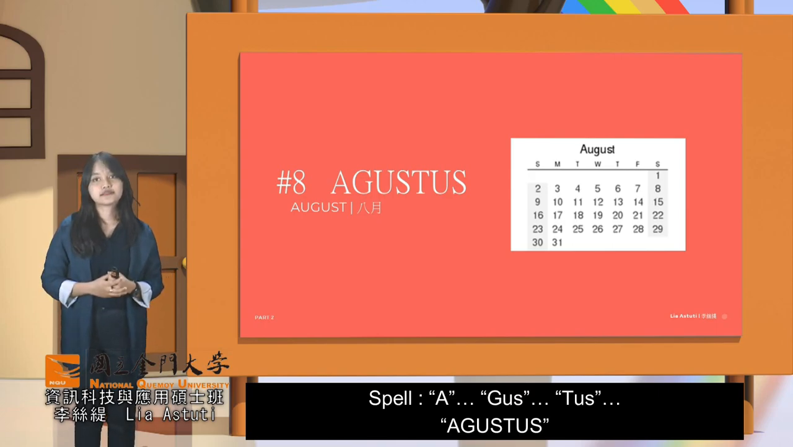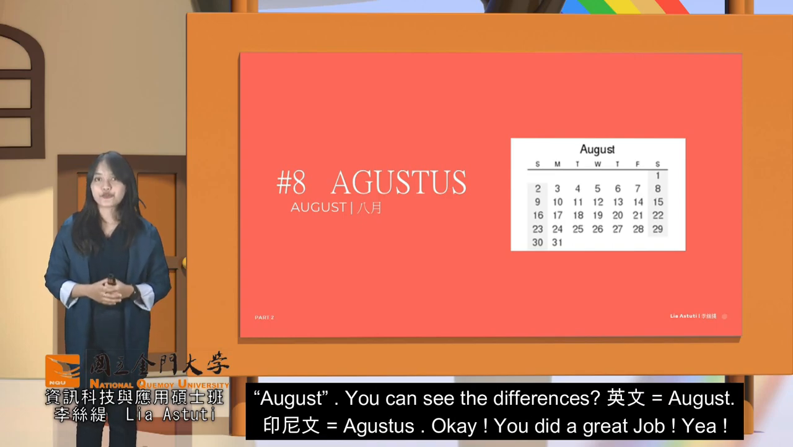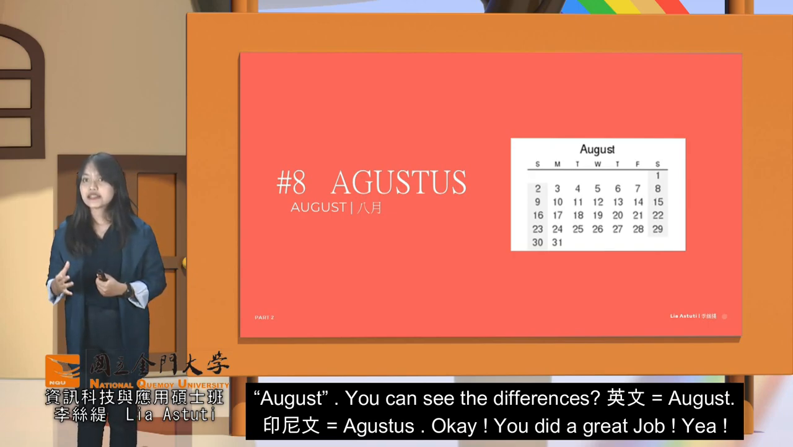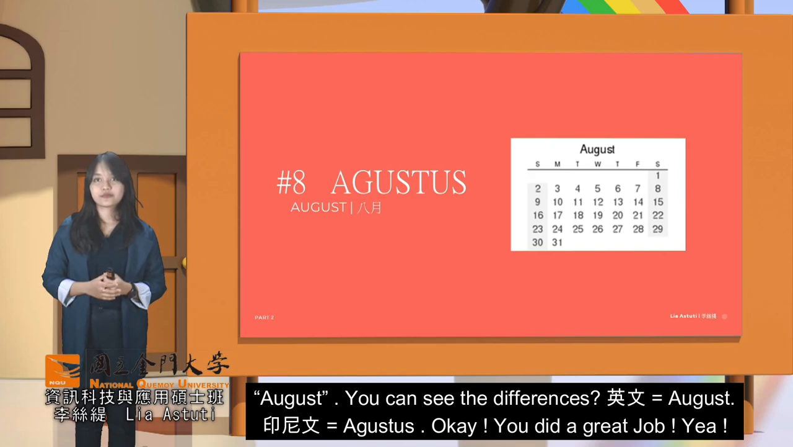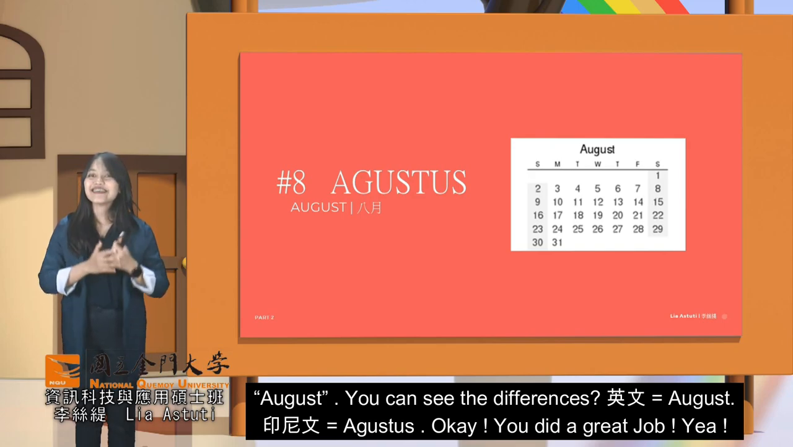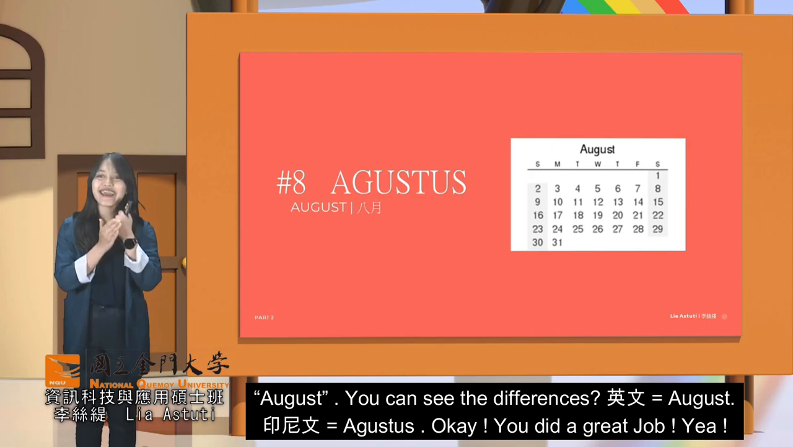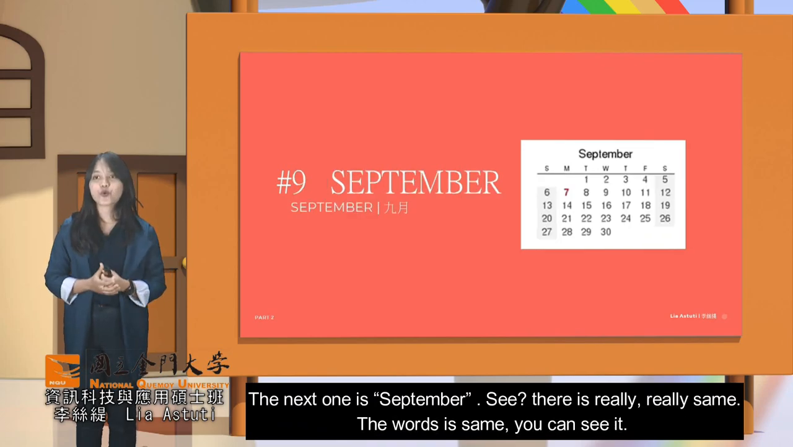A. Gus. Tus. Agustus. August. You can see the differences. In one, August. In new one, Agustus. Okay, you did the great job! Yay! The next one is September.